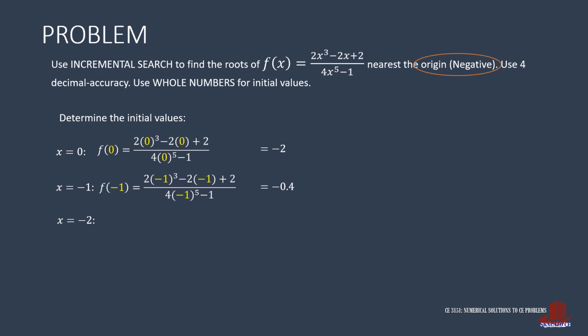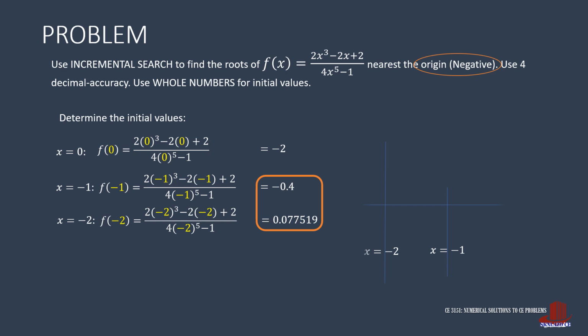Let's try negative 2, making the function 2 times negative 2 cubed minus 2 of negative 2 plus 2 all upon the quantity of 4 times negative 2 raised to 5 minus 1, giving positive 0.077519. With a sign jump from negative to positive, we can say that the root is somewhere within negative 1 to negative 2. To illustrate, we graph the points.